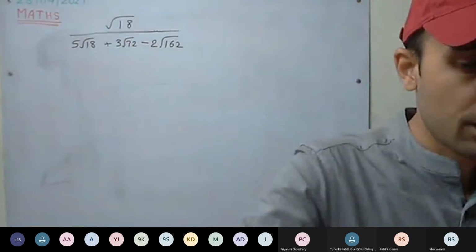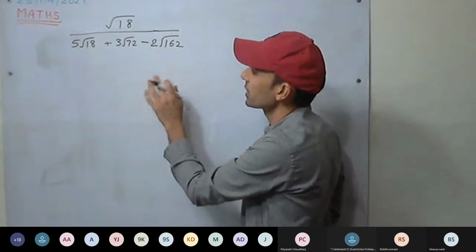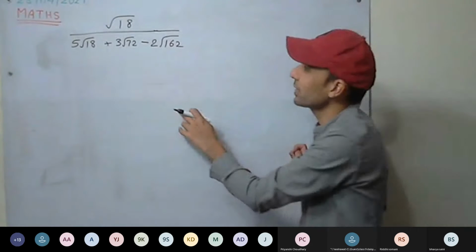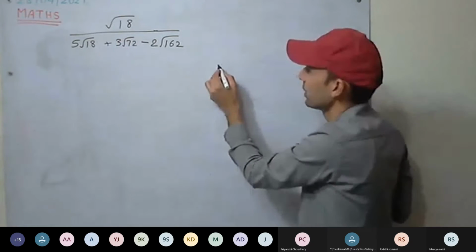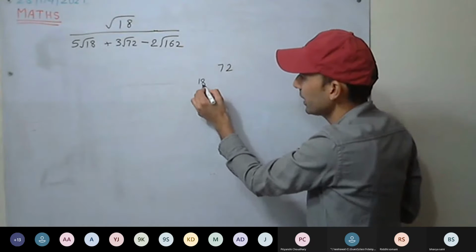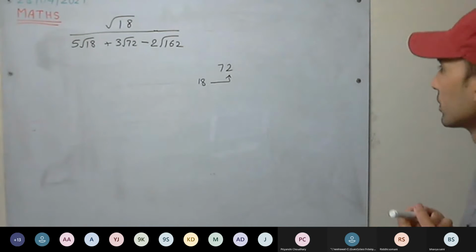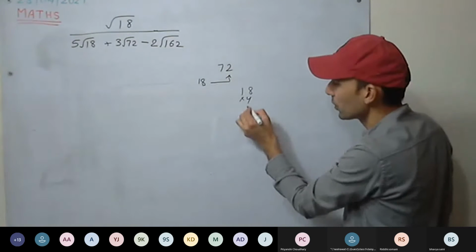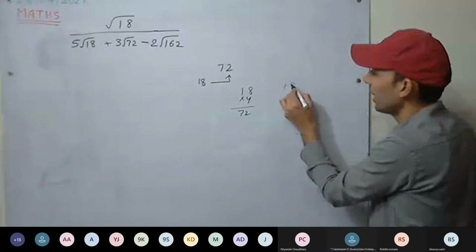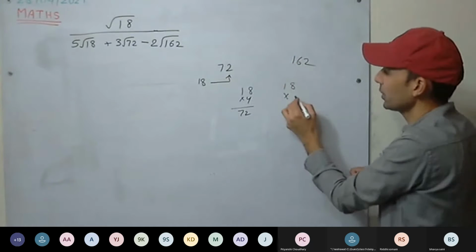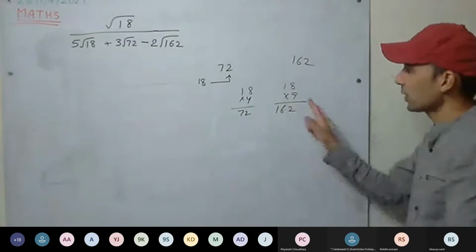Check them. How can we solve this? There are different ways, but one way is here, 72 and 18. Is 18 a factor of 72? 18 into 4 gives 72. And for 162, 18 into what gives 162? 9. So they are factors of them.